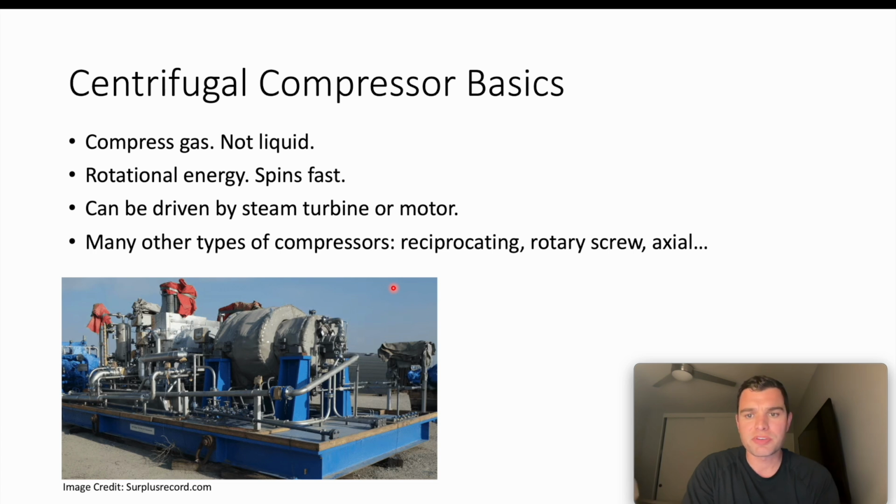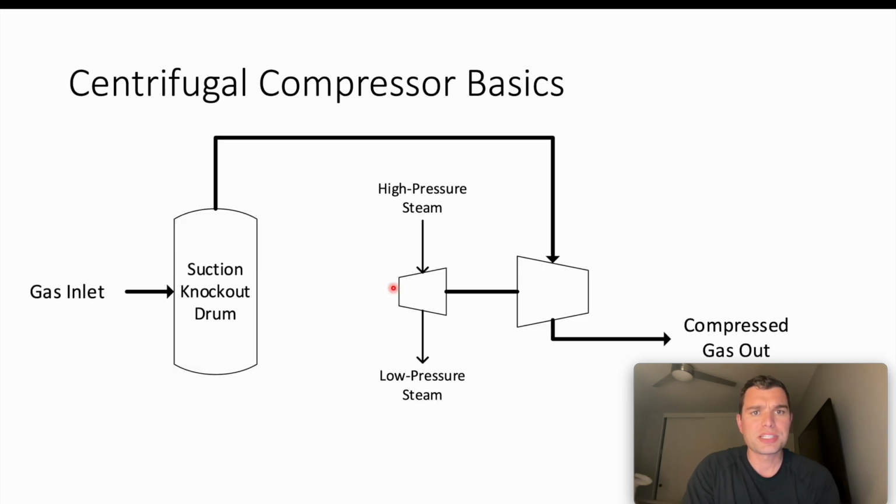And there are many other types of compressors besides centrifugal. There's reciprocating, rotary screw, axial. For the basics of centrifugal compressors, you have the gas inlet going to the suction knockout drum. And in this diagram, the compressor is shown as such with compressed gas out. So a higher discharge pressure, and then the suction pressure would be on the inlet to the compressor.